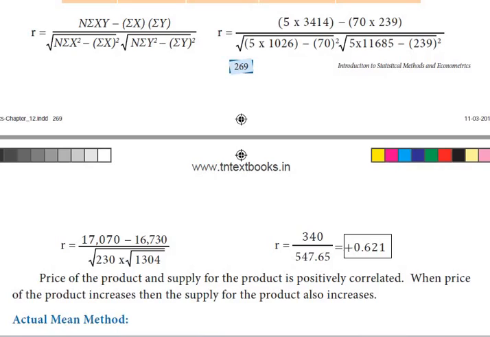So price of the product and supply of the product is positively correlated. So in the theory part we have seen that positive correlation. So correlation is said to be positive if the values of two variables move in the same direction. So here both increase, so it is positively correlated.